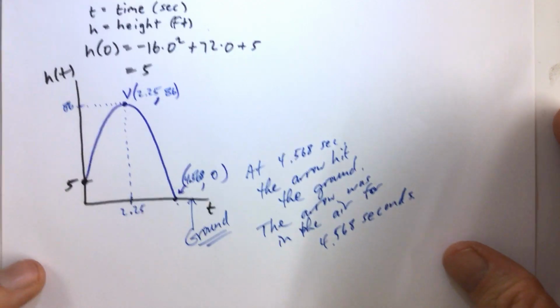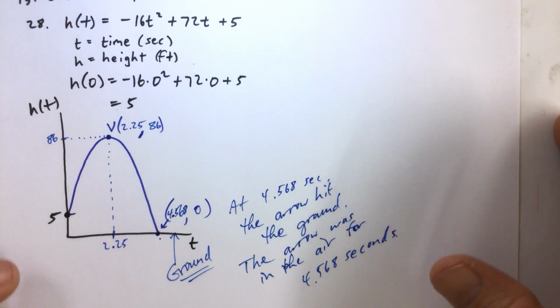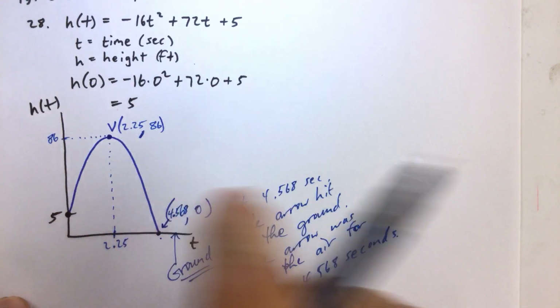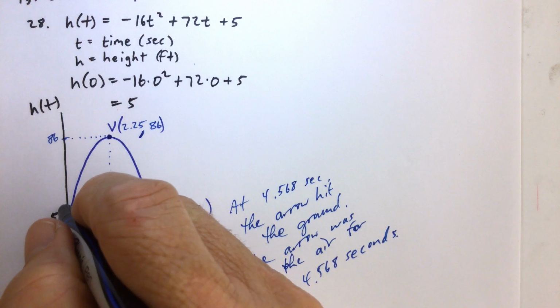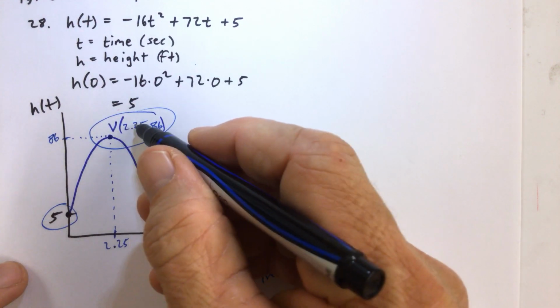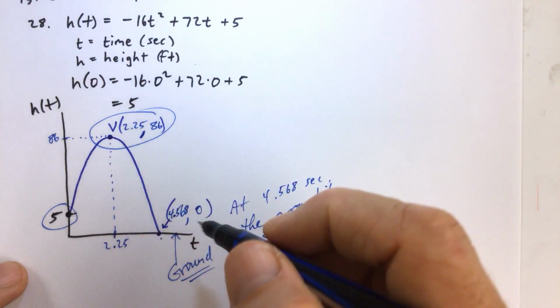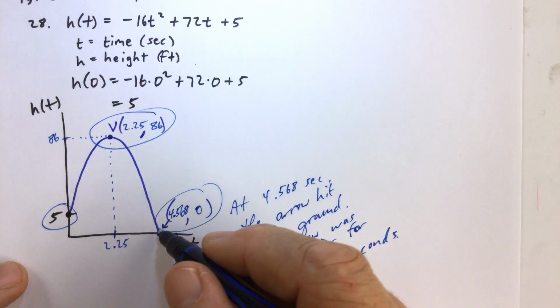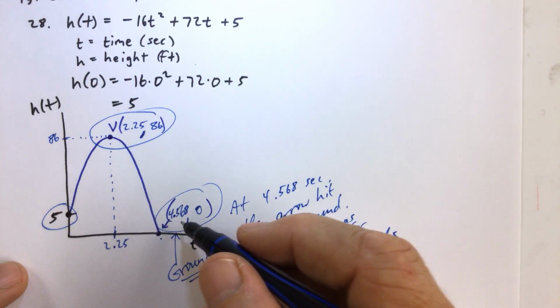So there's a lot of stuff that you can ask based on that one equation and based on the graph. But the keys here are: it started 5 feet high, flew 86 feet in the air, it took 2.25 seconds to get to that max height, and then the x-intercept shows us how long the arrow is in the air.